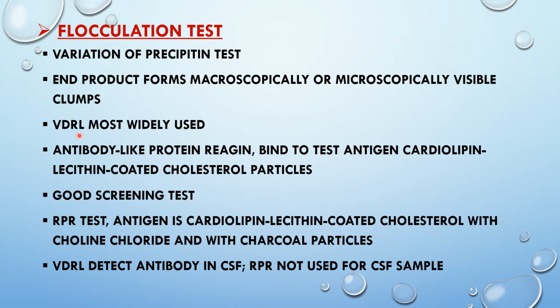A modification of the VDRL test is the RPR test, rapid plasma reagin test. In this, the antigen is cardiolipin, lecithin coated cholesterol with choline chloride, and charcoal particles are taken along with that. The VDRL test detects antibody in the CSF, whereas RPR is not used for CSF samples, because VDRL is more specific and sensitive for neurosyphilis detection in CSF samples.